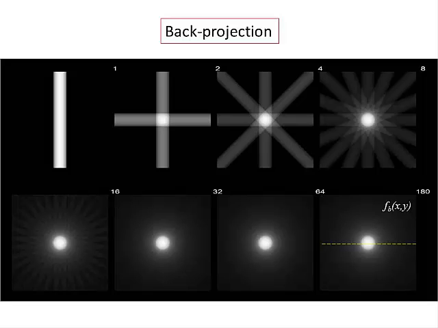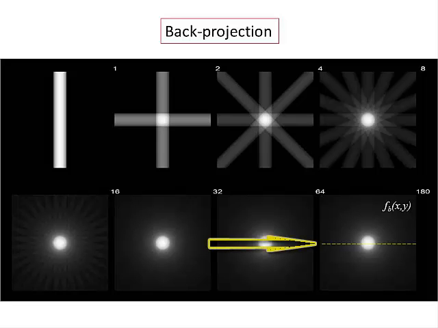Here is a single back projection, two back projections, and as the number of projections rises, the object starts to take shape. The back-projected reconstruction is called f sub B of x and y. While the object seems to be in the right shape, it has become blurred.